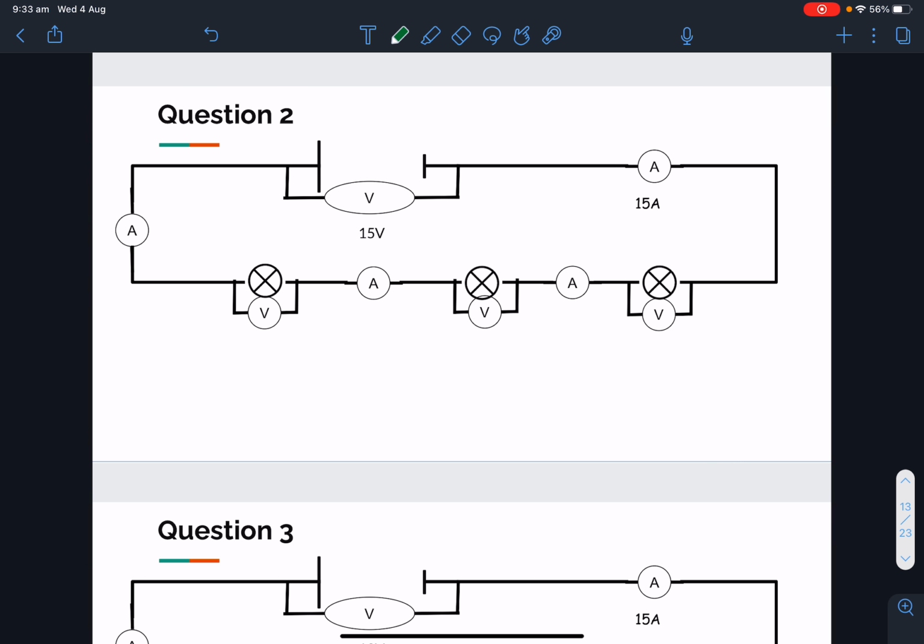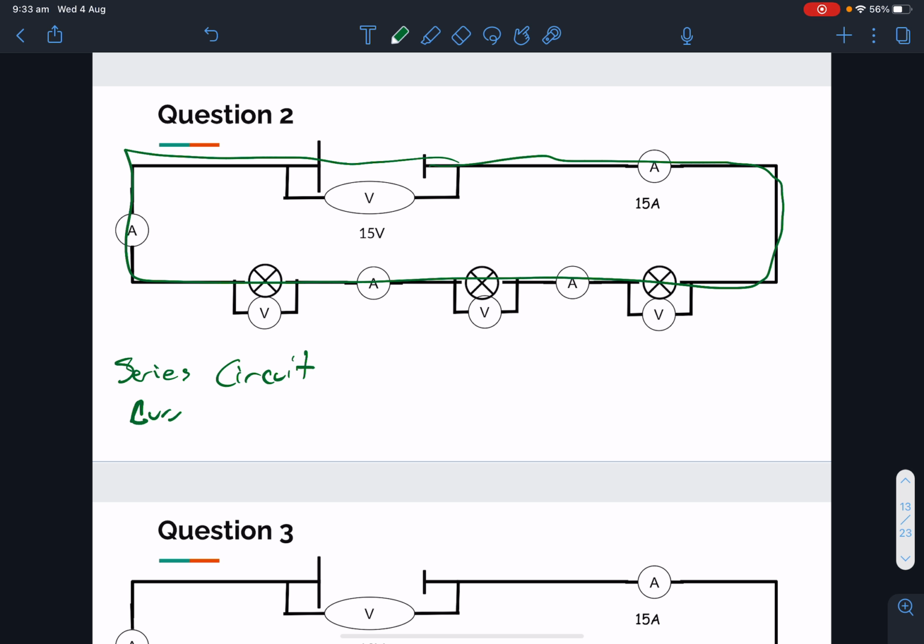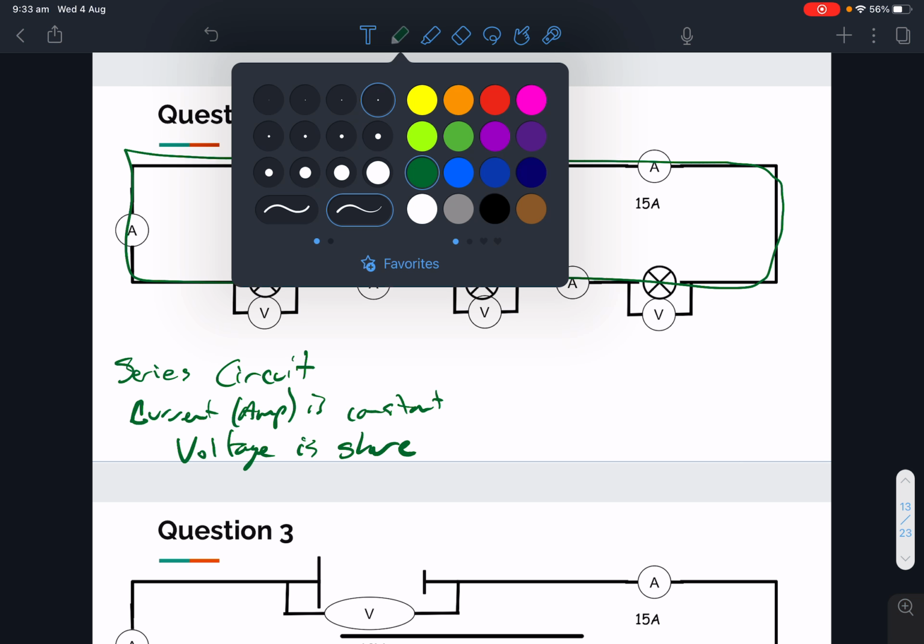What have we changed here? It looks very similar, doesn't it? We've got one main circuit. Okay, so it's a series circuit. So the same rules must apply. Current, or amps, is constant. Voltage is shared. Okay, so let's find our ammeter.